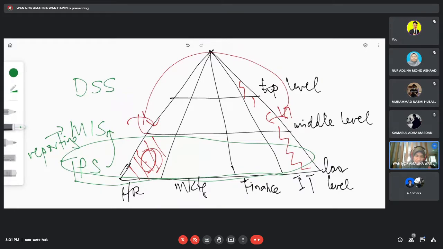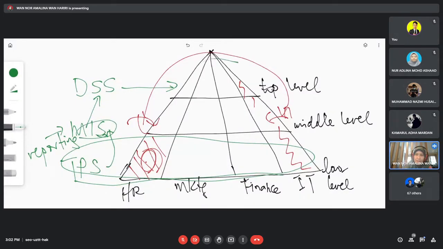Okay. So MIS is used for reporting. And what about DSS? DSS are used by the top level management to assist them in making decisions. But somehow the data used in DSS also come from the data derived from MIS, which is actually daripada TPS juga. Cumanya it is a summarized data.